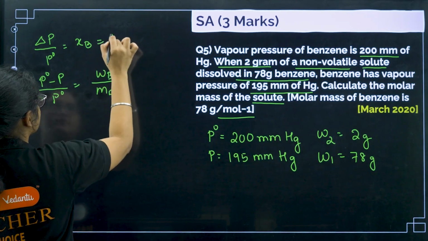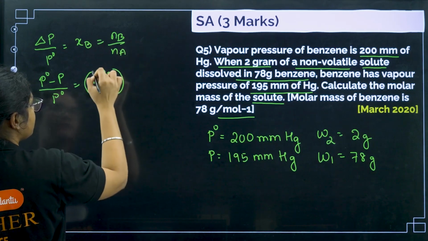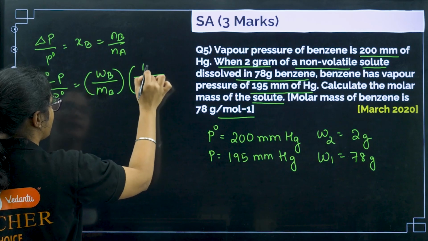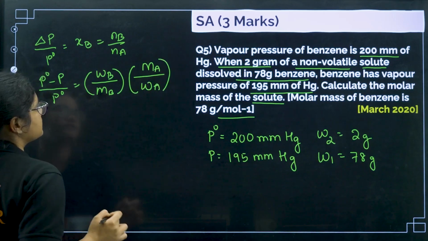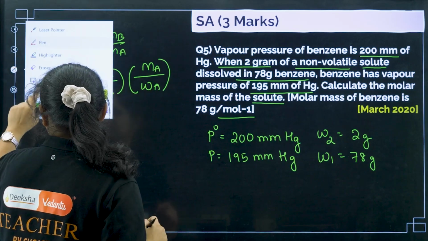I can write XB is equal to NB by NA, right. So I can write NB is given mass by molar mass, and this is WA by MA, right. So we need to calculate this value, MB. Okay, now let us substitute all the values.